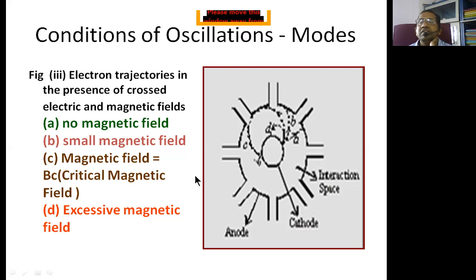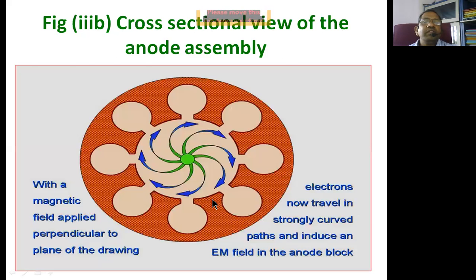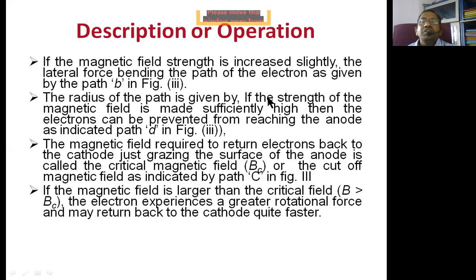One more magnetic field is called the excessive magnetic field. This is also dangerous. When the magnetic field is so excessive, what happens? Without touching these cavities, the curvilinear path of the electrons will simply merge back with the cathode. So this is also not going to produce any EM waves for us. This operation we are going to explain in this particular slide: the description of operation of the magnetron.